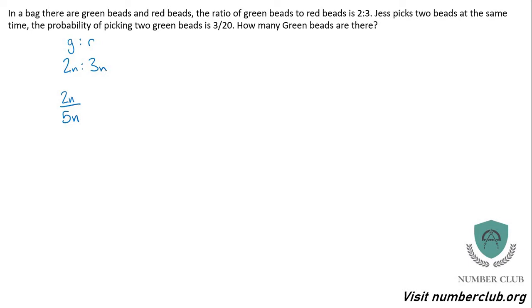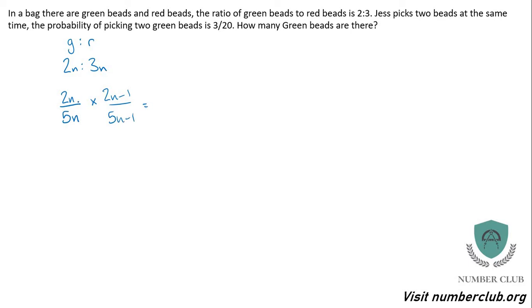The ratio, if you're looking for greens, that will be the top of your fraction, and then add those up will be the denominator of the fraction. Okay, so look at the ratio and then look to the fraction. So on the first pick, I've got 2n out of 5n. On my next pick, I'll have 2n minus 1 out of 5n minus 1.